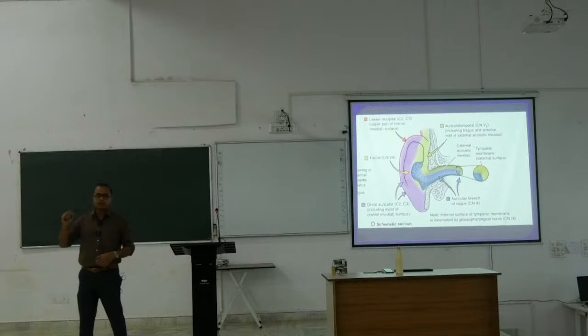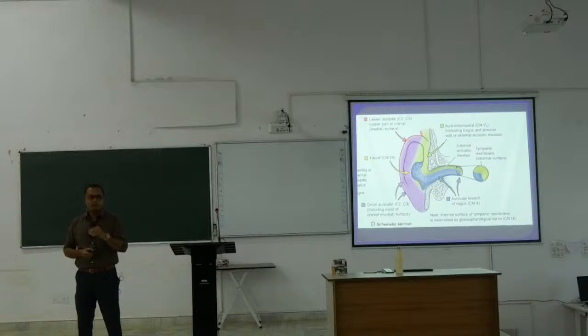Now we have a clinical association over this particular region. What is a clinical association? Once I give you a clinical case or clinical phenomenon, it makes it very understandable what happens with this particular auricular branch of the vagus nerve.